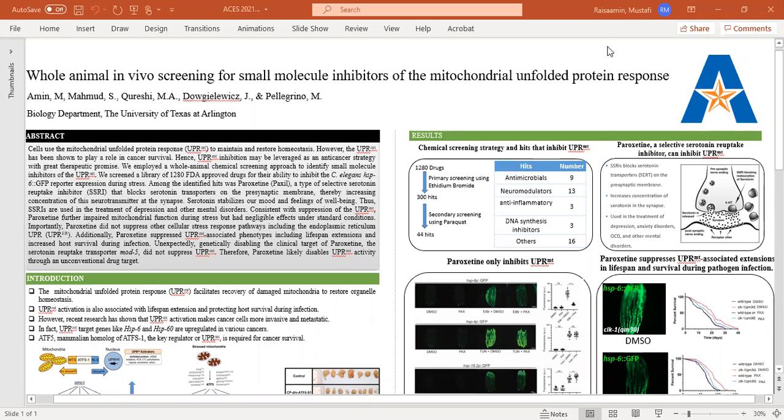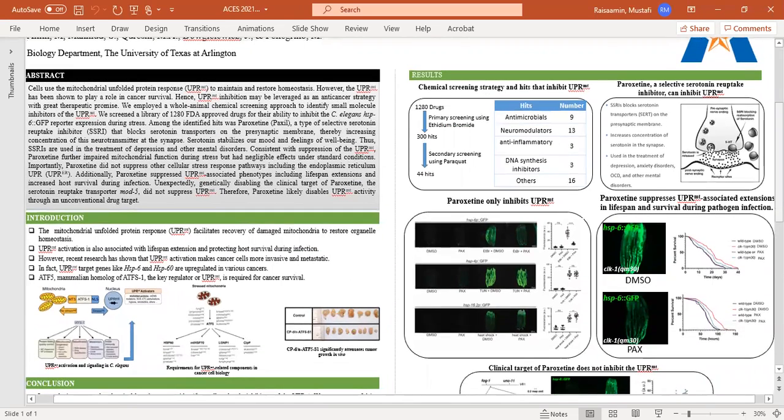My project is about whole animal in vivo screening for small molecule inhibitors of the mitochondrial unfolding response, or the mito-UPR. The mito-UPR is a cellular response that is regulated by transcription of several mitoprotective genes that restore mitochondrial homeostasis. Mito-UPR activation is associated with lifespan extension and protection of hosts during infection.